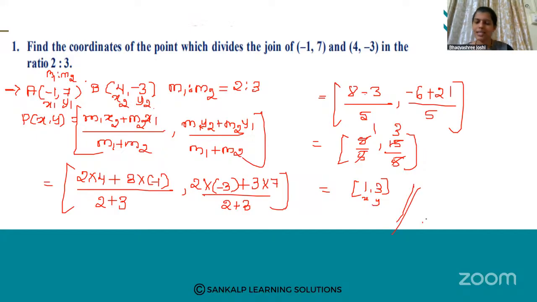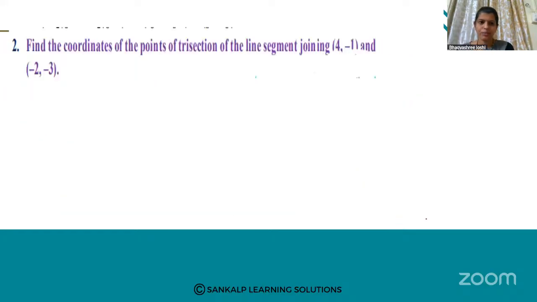This is by using the section formula, and this can be asked for 2 marks. Easy? Have you taken it down? Shall we move to the next question?